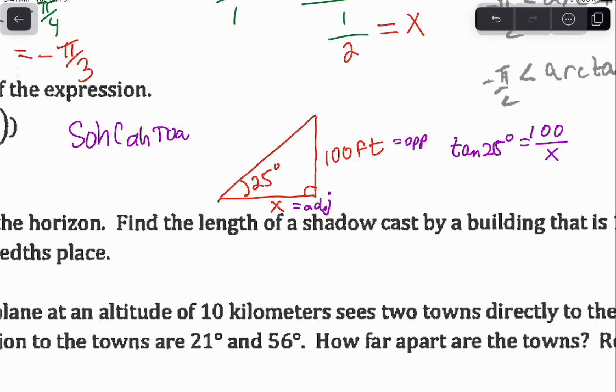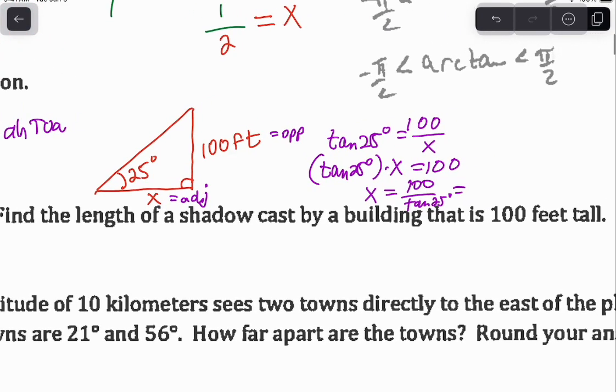So I know that the tangent of 25 times x has to equal 100. Whatever is in the denominator crosses over and multiplies on the other side. If it happens to be your x like this one, that means that the x and the tangent of 25 get to switch places. So we get that x is 100 divided by the tangent of 25.